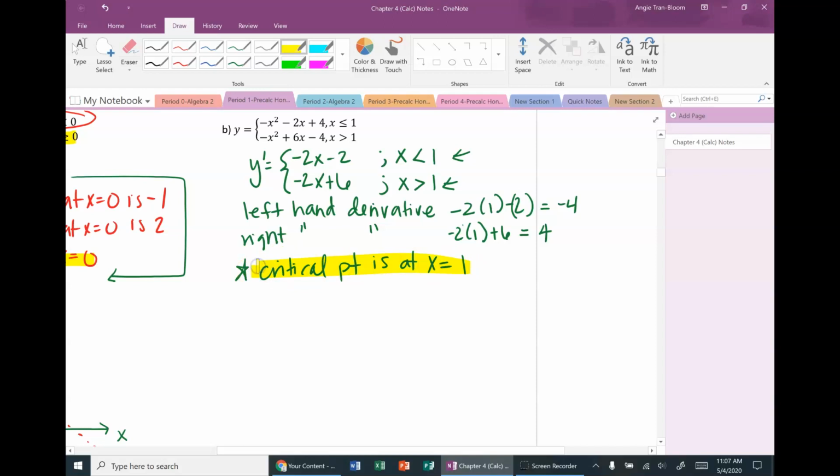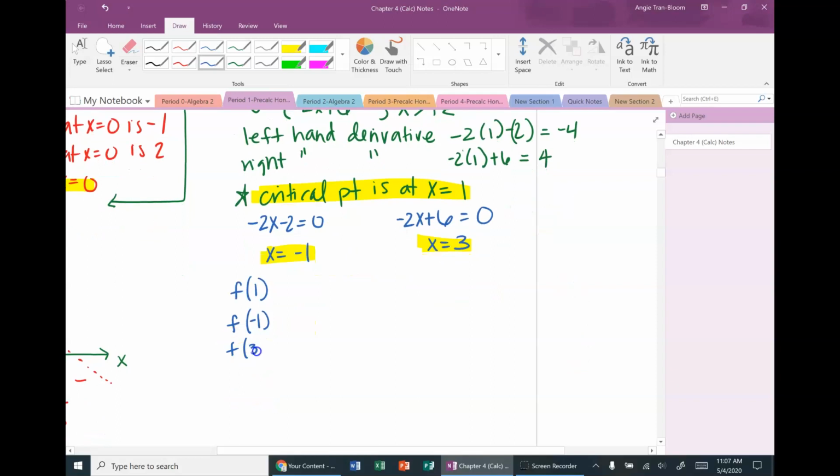We have to also find the critical points when the derivative is 0. I will take both pieces and set it equal to 0 independently. So this first x will give me negative 1. This second x will give me a positive 3. So now we have 3 critical points. Okay? Since we do not have endpoints, if we do have endpoints, we will also use that to plug into your original. So critical points are f at 1, f at negative 1, and then f at 3.